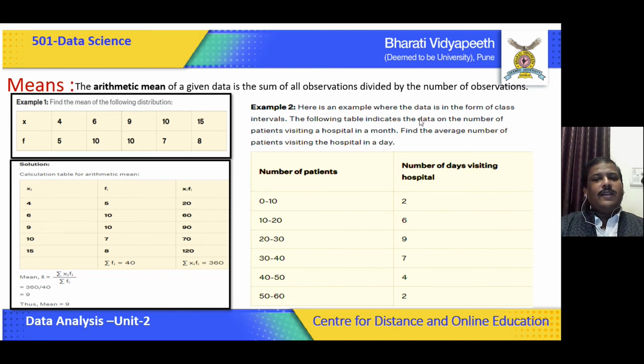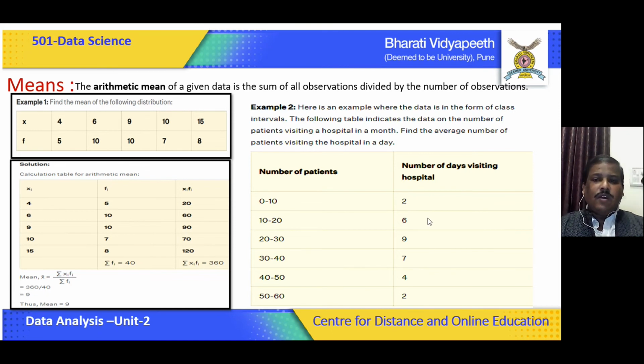So here the following indicates the data of the number of patients visiting a hospital in a month. It is a collection of data we have collected within a month. Now if you see 10 to 20 patients, they come 6 times within this one month. Similarly, we can have 20 to 30 patients coming. So this is an example of a group of data, or a range of data, an interval class. These are the groups or classes we have, and this is the frequency.